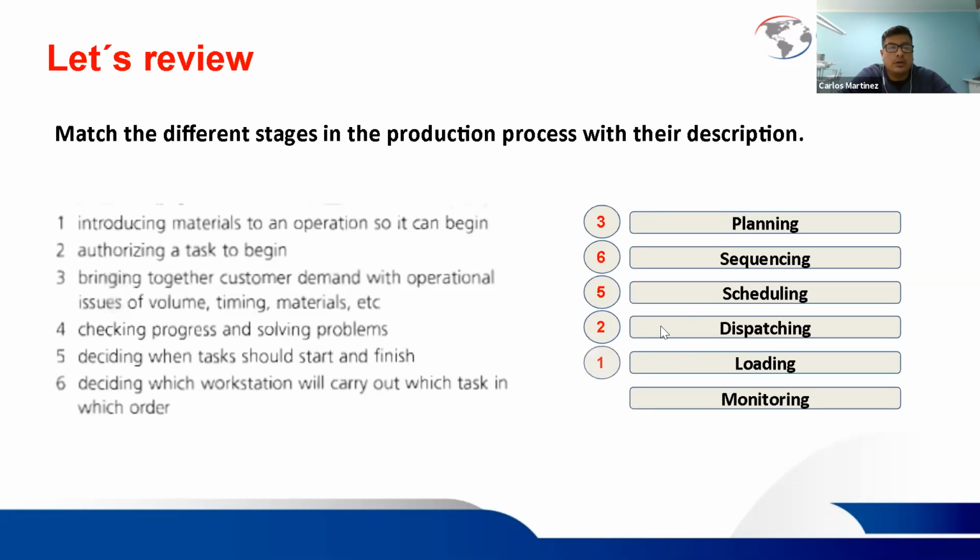Very good. If you said loading was number 1, you were correct. Introducing materials to an operation so I can begin. And finally, monitoring is number 4, checking progress and solving problems. Very good. Okay, so these are the different stages in the production process.